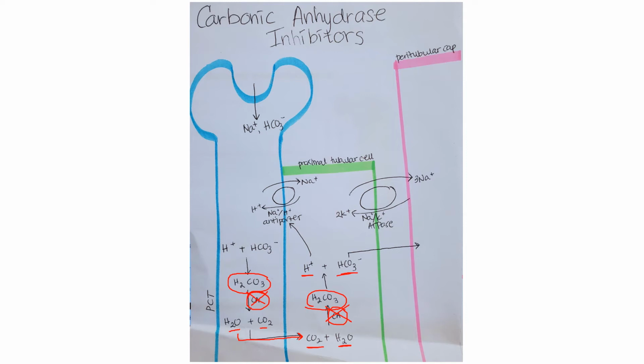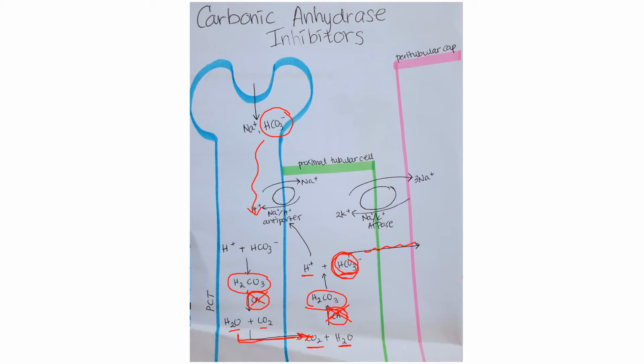So the net effects would be water is not being reabsorbed, and bicarb is not being reabsorbed in the peritubular capillary because it's not even being made, because we've inhibited the carbonic anhydrase here. So this means that our bicarb is getting excreted into the urine, and that leads to metabolic acidosis, okay?